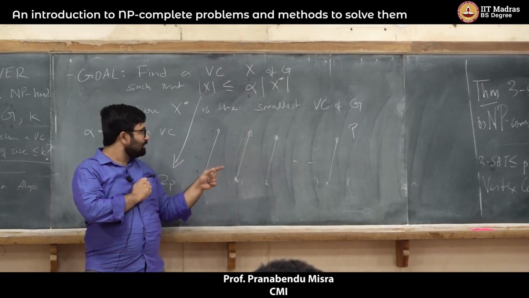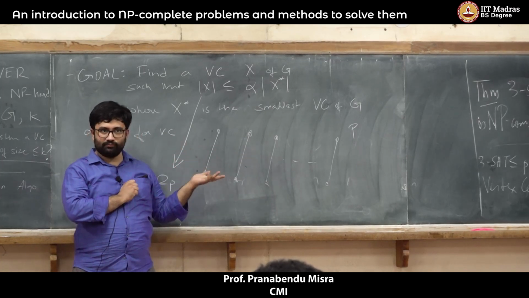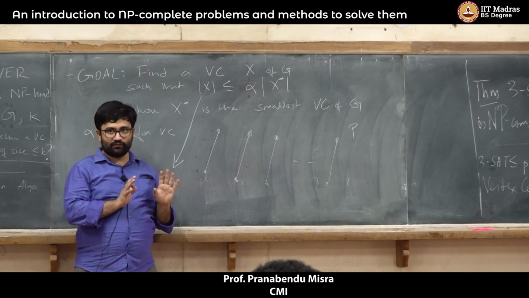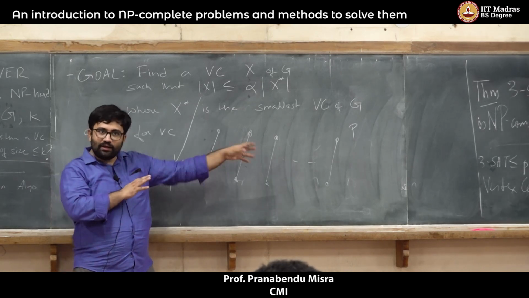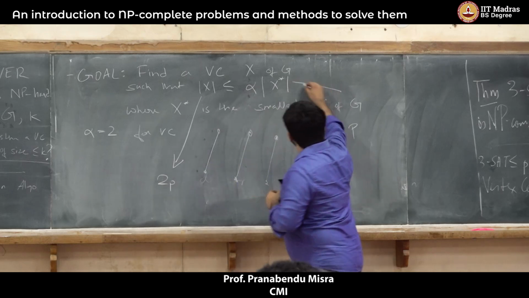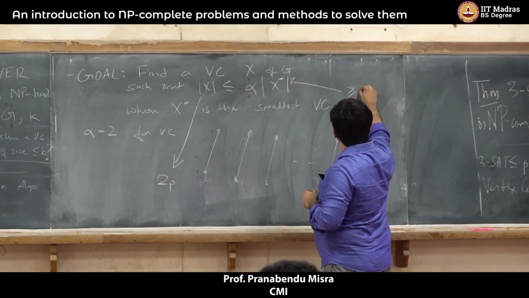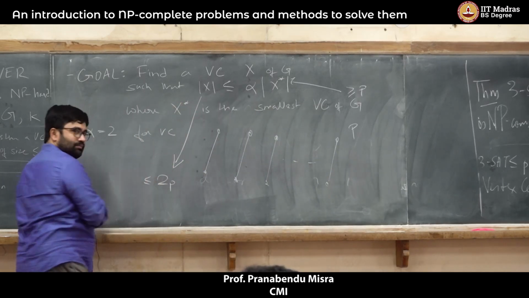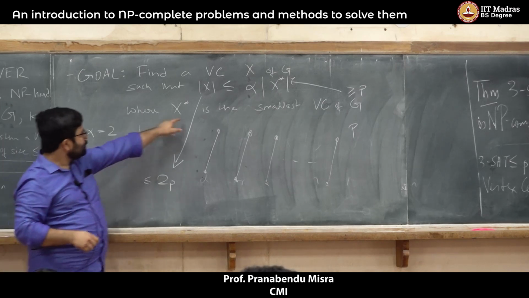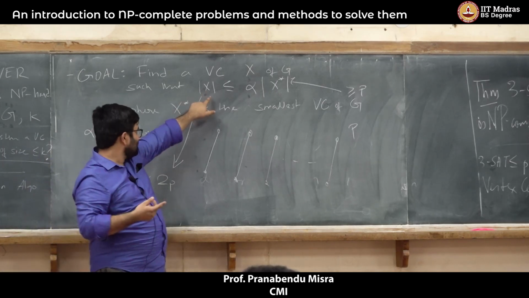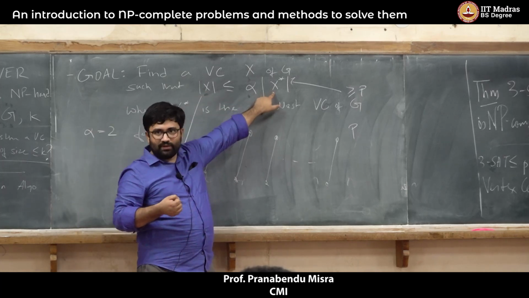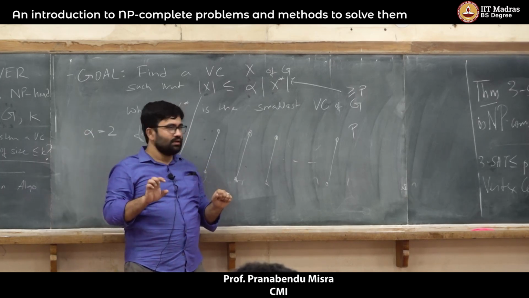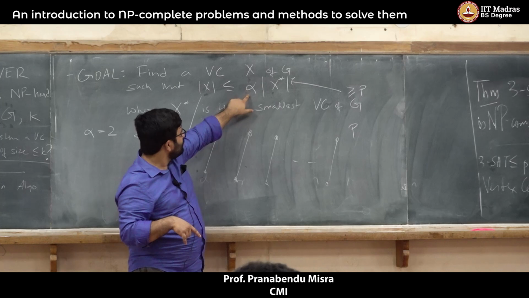So every edge in this collection will require a distinct vertex to cover it. Therefore, my optimum solution will need at least p vertices. It could be more, but it will need at least p vertices. So I can say that this is at least p, whereas the size of x is exactly 2p, which is at most 2p. The size of x star is at least p. And this is true no matter what the graph is. It is always the case. Therefore, here the alpha should be 2.